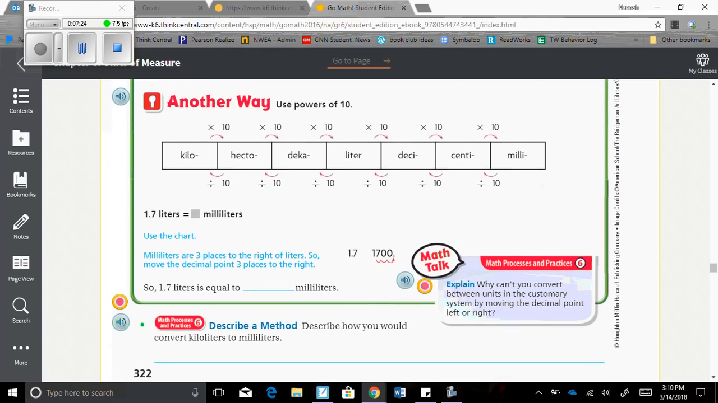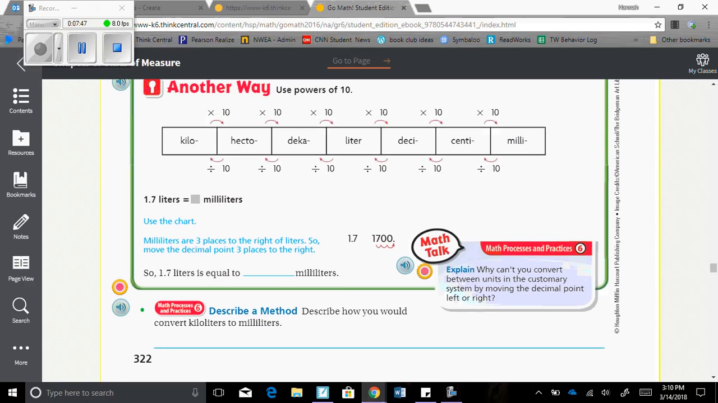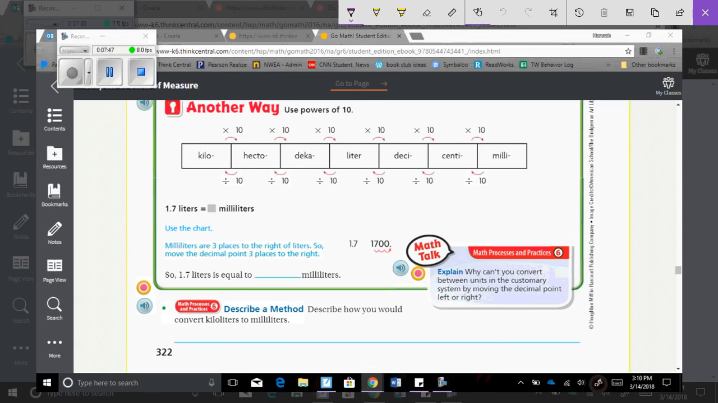Another way, use powers of 10. So just like we did in 6.1, to get from kilo to hecto, we multiply by 10. To get from hecto to kilo, you divide by 10. If you're going from kilo to deca, you multiply by 100 because you do 10 times 10. Okay, so we're going to go from 1.7 liters to milliliters, so we're going to use the chart. Milliliters are 3 places to the right of liters. Let's look at it. We have milliliters and liters. So they're 1, 2, 3 places to the right.